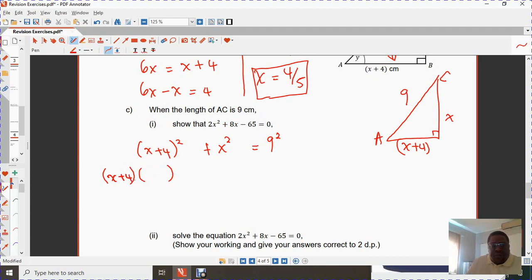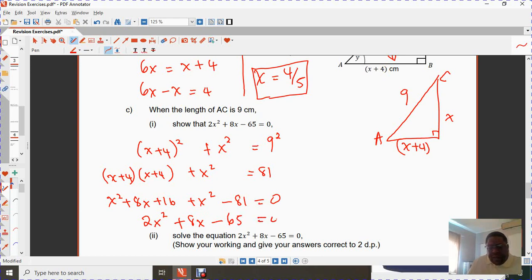Right, so I hope you still remember how to multiply this bracket here. It's x plus 4 squared, and then plus x squared should give you 81. All right, so if you multiply this, you get x squared plus 4x plus 4x. This is going to give you 8x plus 16 plus x squared. Well, I can bring that over to let it equal 0. So that's 2x squared plus 8x, okay, because you have got 8x. Then you have 16 minus 81 that gives you minus 65. And this is what we're required to prove, so using Pythagoras' theorem.